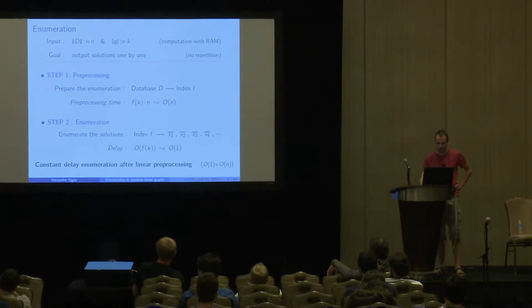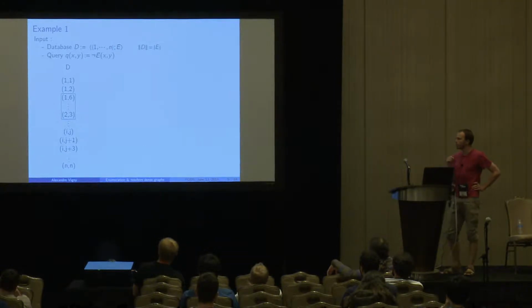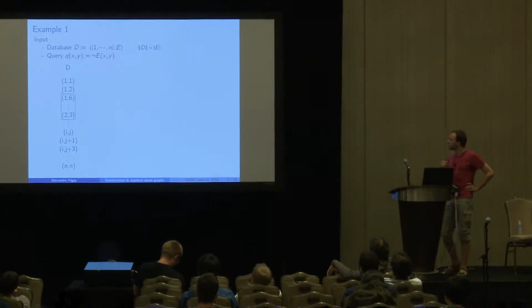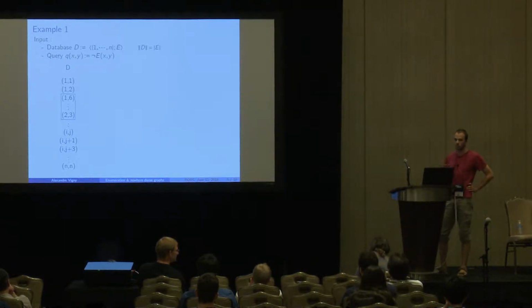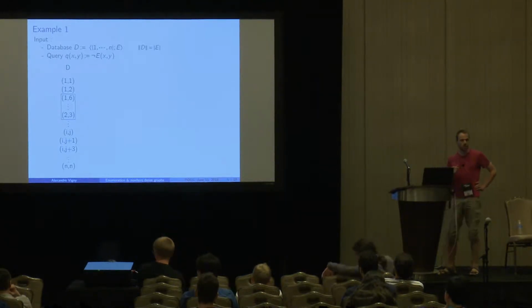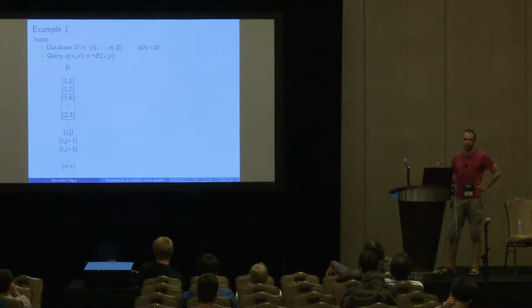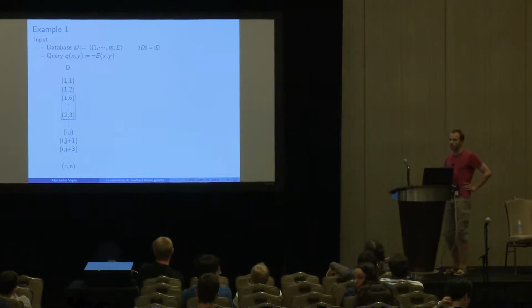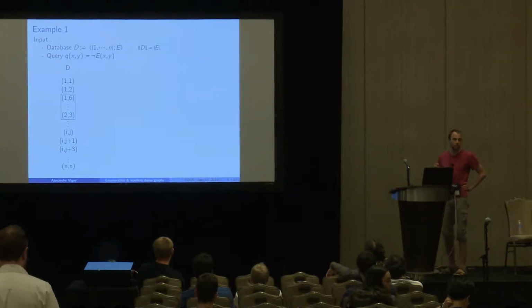Okay. So to be sure that we are all on the same page, I'm giving a quick example. Here the database is a set of nodes from 1 to n, and we also have a set of edges. And the query is looking for pairs (x, y) such that (x, y) is not an edge in the database. A naive idea would be to go through every possible pair of nodes and check whether it is an edge or not. If it's an edge, don't output it. If it's not an edge, it's a solution, and then you can output it. The problem is that you can have big packs of consecutive edges, and so the delay will not be constant.